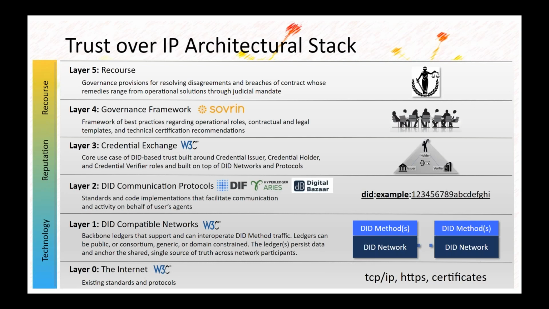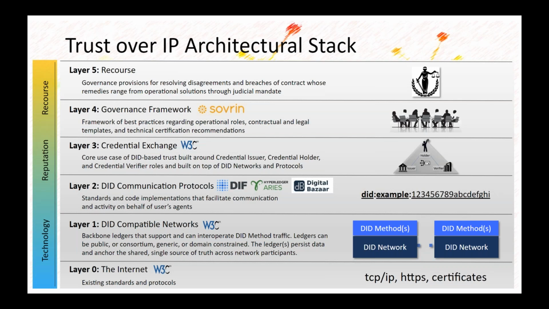If we look at the trust over IP architectural stack, there are various layers. You can see on the left-hand side that these layers span the concepts of technology, reputation, and recourse. Down at the bottom, we have layer 0, which is effectively the internet. One of the key points about self-sovereign identity, and there's a lot of debate around this, is the methods in which information is shared. It doesn't have to be over the internet. You can do this even on paper or with drums or whatever you want. But practically speaking, the growth and adoption is going to be over the internet, so I put this down here as the foundational layer.